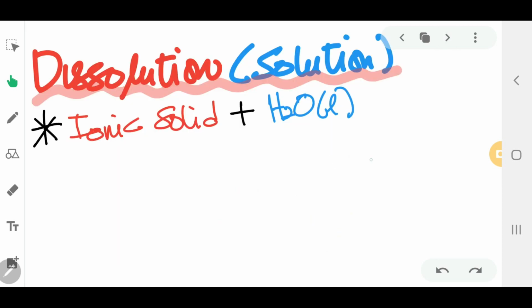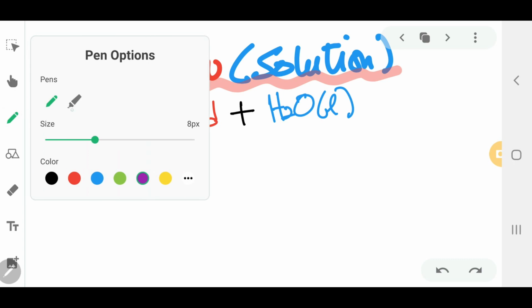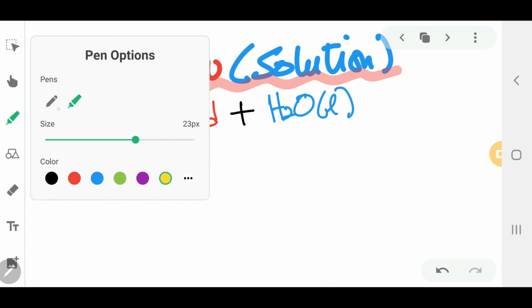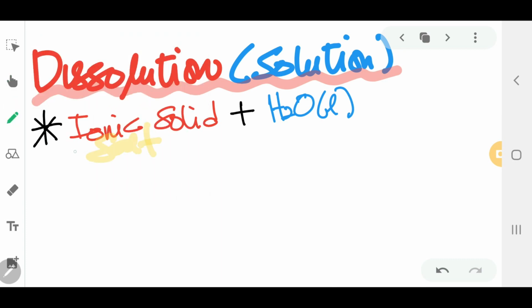So the dissolution process, or solution process, will involve the ionic solid, which is typically a salt. Here we can think of that as a salt plus liquid water. And most of the ionic salts, most of the ionic solids, are soluble in water. So that is the thing that you need to know first.